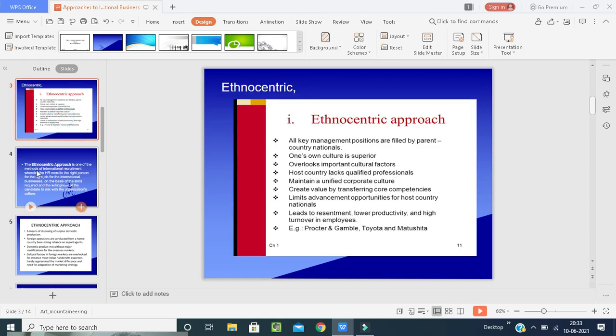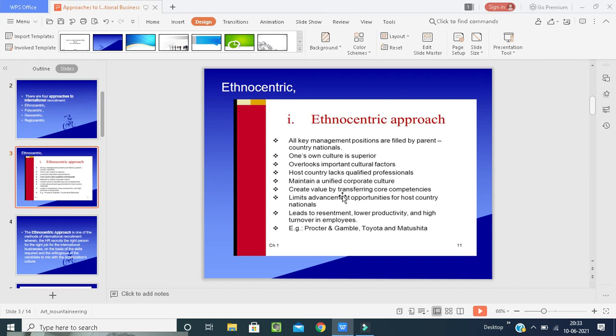Now, what are the features of the ethnocentric approach? All key management positions are filled by the parent country nationals, and one's own culture is considered superior. It overlooks important cultural factors. The host country lacks qualified professionals. It maintains a unified corporate culture, creates value by transferring core competencies, and limits opportunities for host countries.